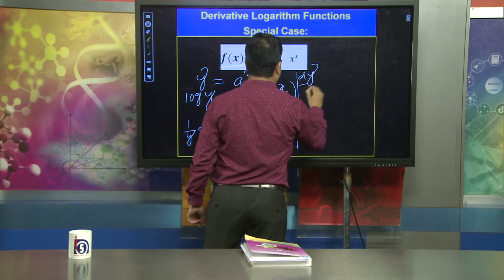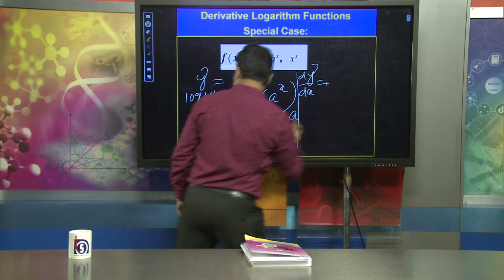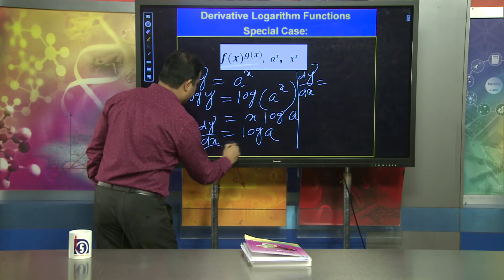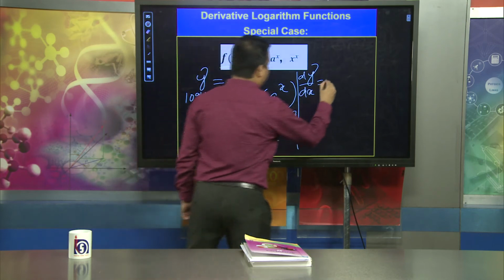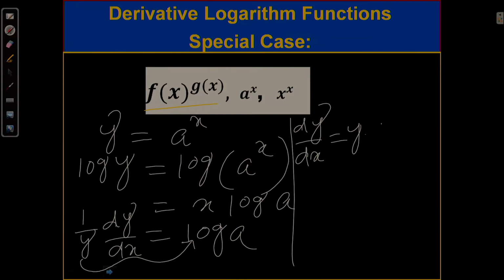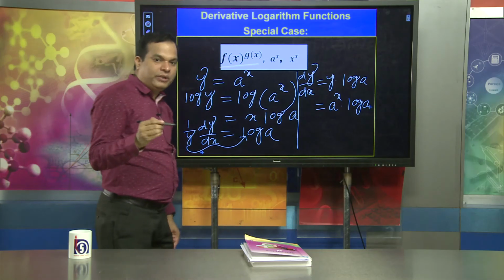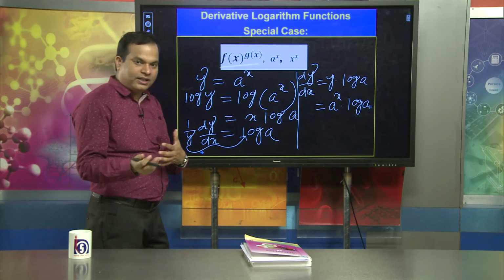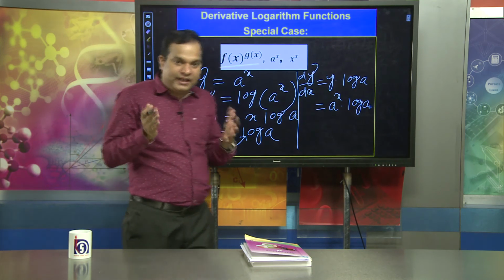Now, dy by dx, the thing is here y will be multiplied with log a. That means I can write y into log a. That means I can write y equal to, already known, a raised to the power x. So, I can write dy by dx, which is equal to a raised to the power x into log a. This is the way to find it out; in some contexts we have to change the techniques.